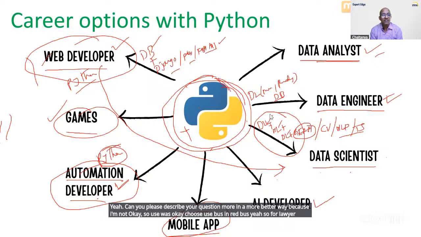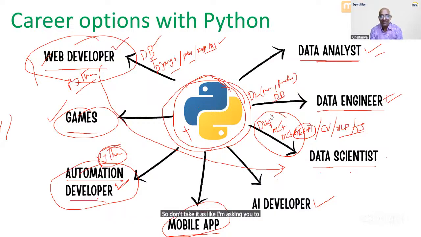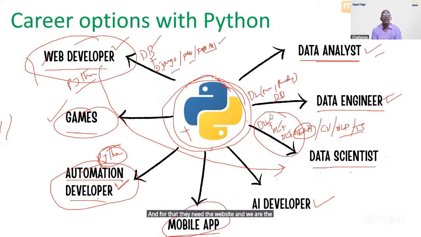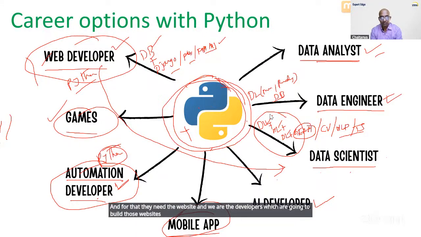I'm just giving an example, guys. Redbus is one of the websites. I'm just giving an example, so don't take it as me asking you to use redbus. Take any website, like BookMyShow, which we use for booking movie tickets. For any business, whether it is a bus business or a movie ticket business, they need a website, and they run their business on websites. For that, they need the website, and we are the developers who build those websites for their business people. Okay, got it, Praveen, hopefully?